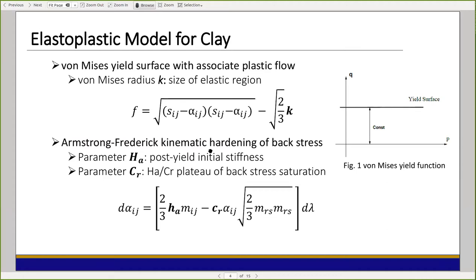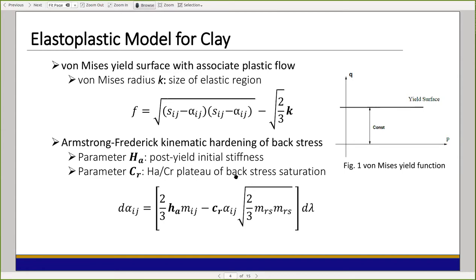We're going to use the von Mises yield surface with the associated plastic flow. As you can see here, this is the yield function. We can see here the shear strength is pressure independent for the clay. And this is the formula for the yield function. We have a parameter, the so-called von Mises radius K, that will control the size of the elastic region. We will also have a backstress here, whose evolution will be controlled by the Armstrong-Frederick kinematic hardening rule.